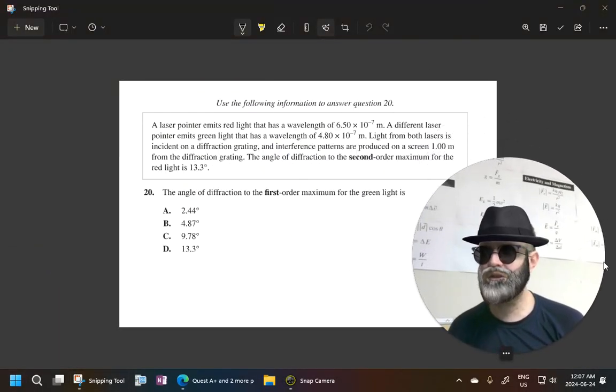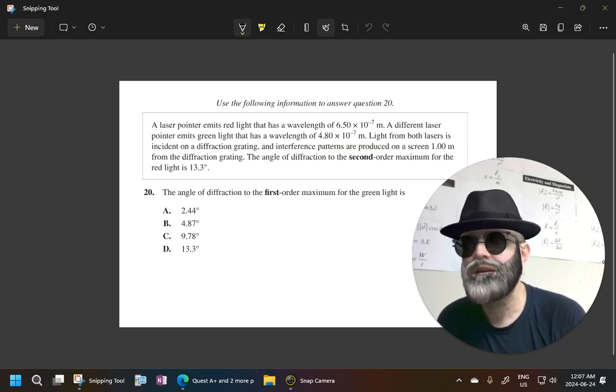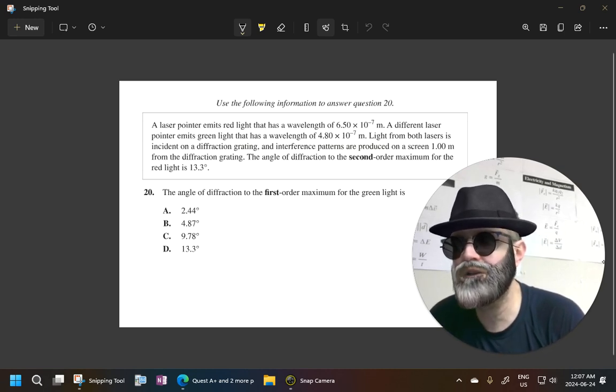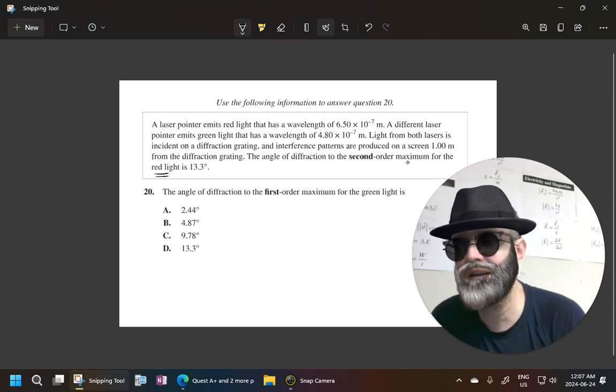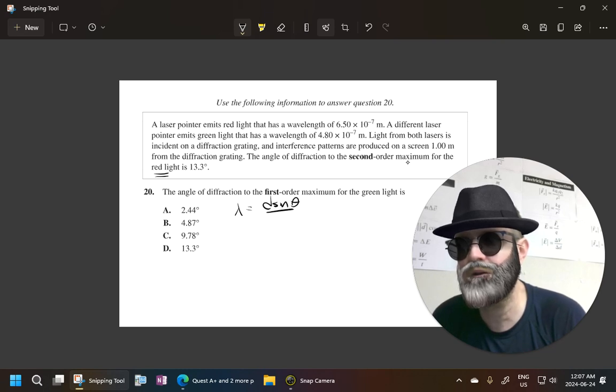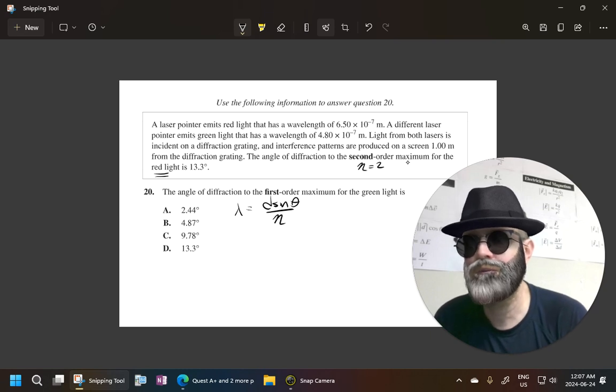Okay, so we're going to use some information here to find out. First of all, we're going to use the red. For the red light, they give us an angle. So I'm going to use lambda is equal to d sine theta over n. They give us n here to be 2. We got theta to be that. We have the red wavelength up here, right? That's red. So I'm going to solve for d. So I'm going to go n lambda over sine theta. Make sure your calculator's in the right mode.